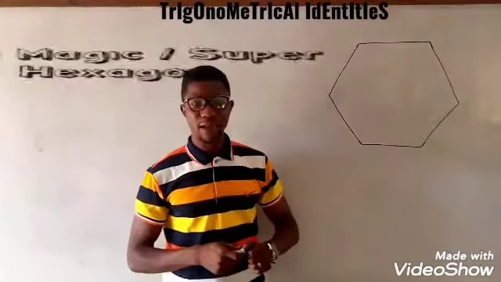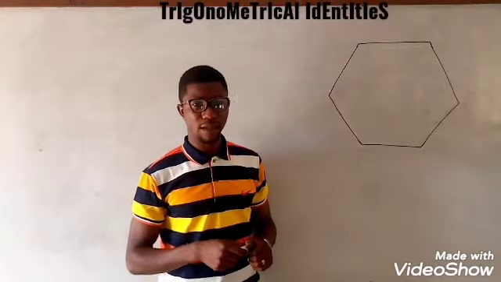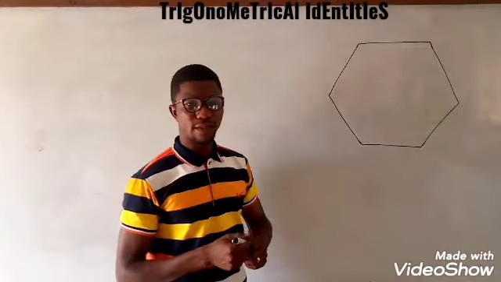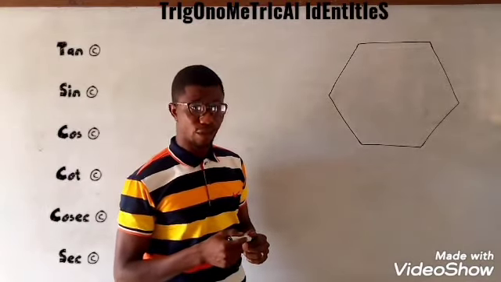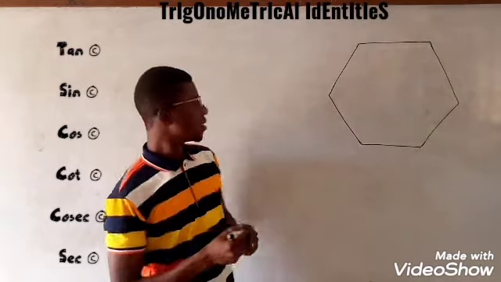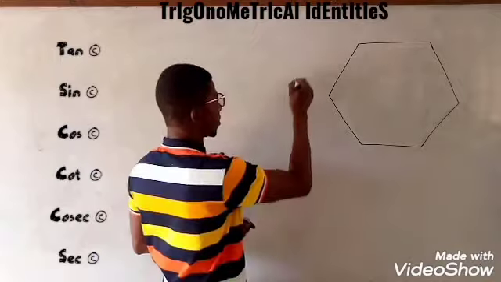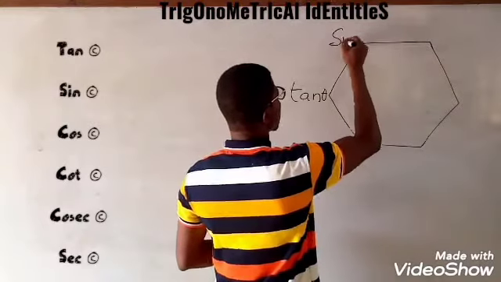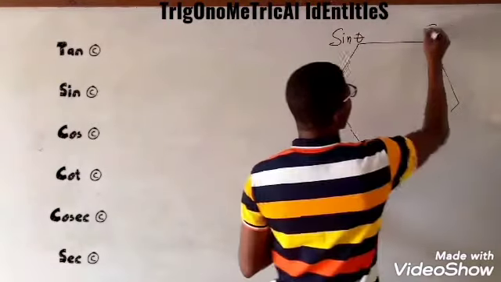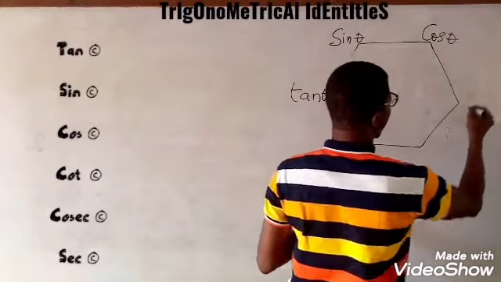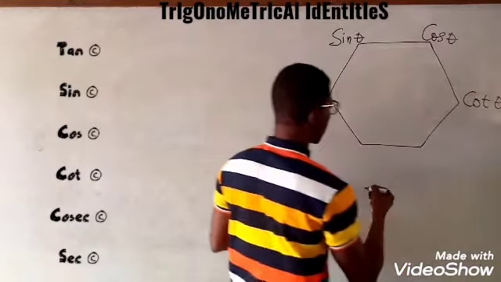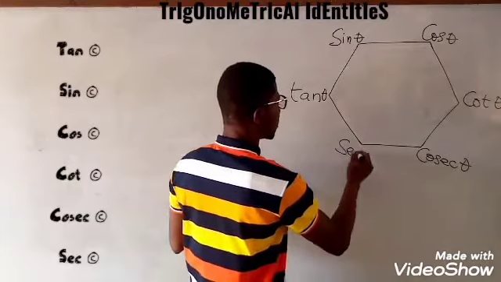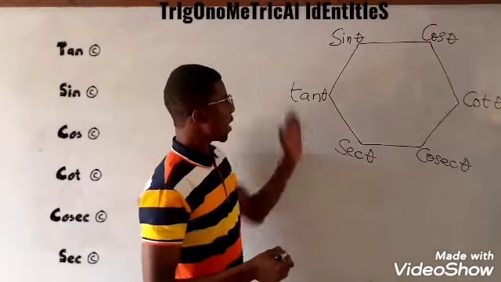How does the super or the magic hexagon work? Let's look at it. We're going to surround the hexagon with trig ratios. So in this case, we start at this apex, tan theta, sin theta, at this apex, cos theta, cot theta, we have cosec theta, and we have lastly sec theta around the hexagon.